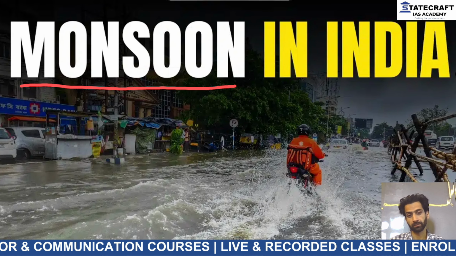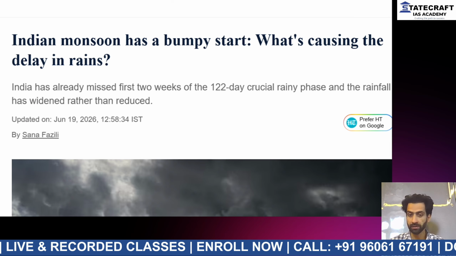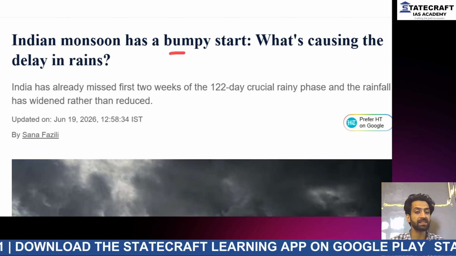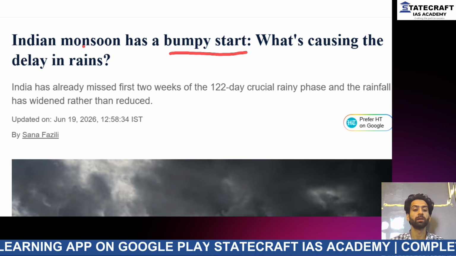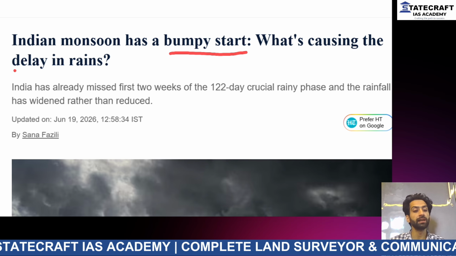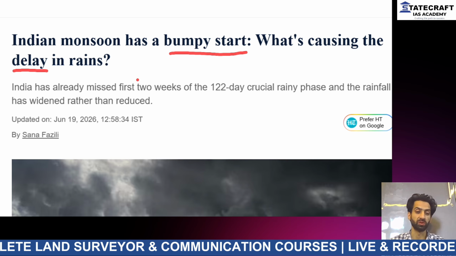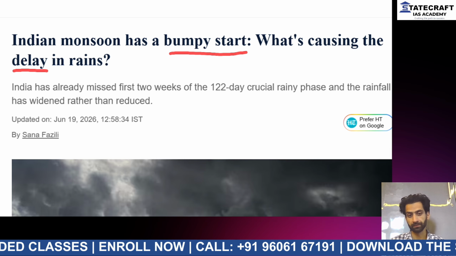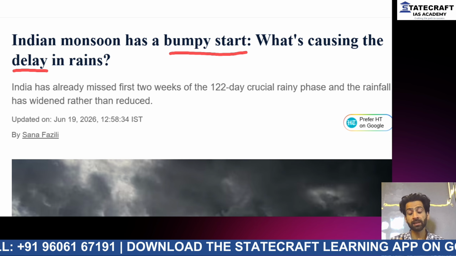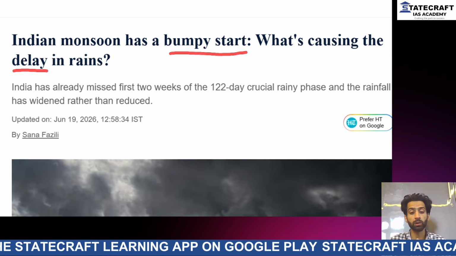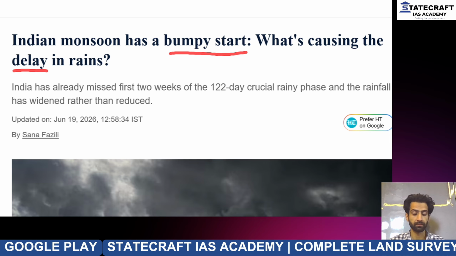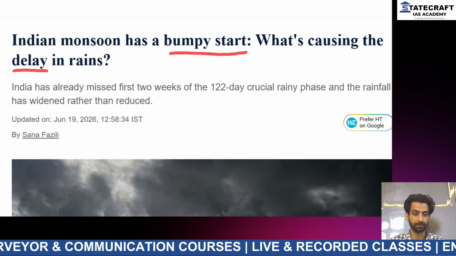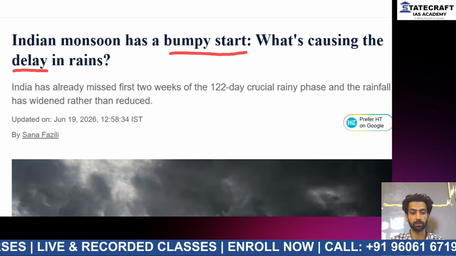But this year, when we take a look at monsoon, we saw a bumpy start. There was a slight delay in the onset of monsoon. Normally, the monsoon starts a few days earlier as compared to what it was this time. But the thing is, why was there a delayed start? Why was there a delay in monsoon?